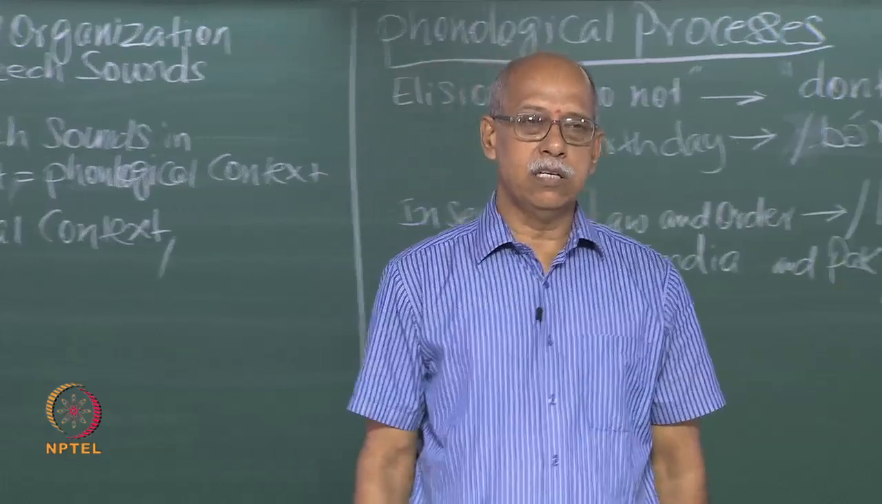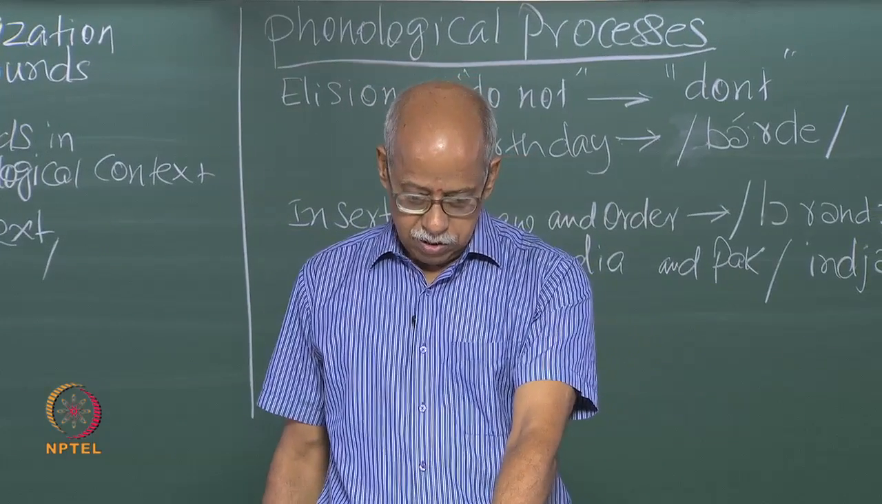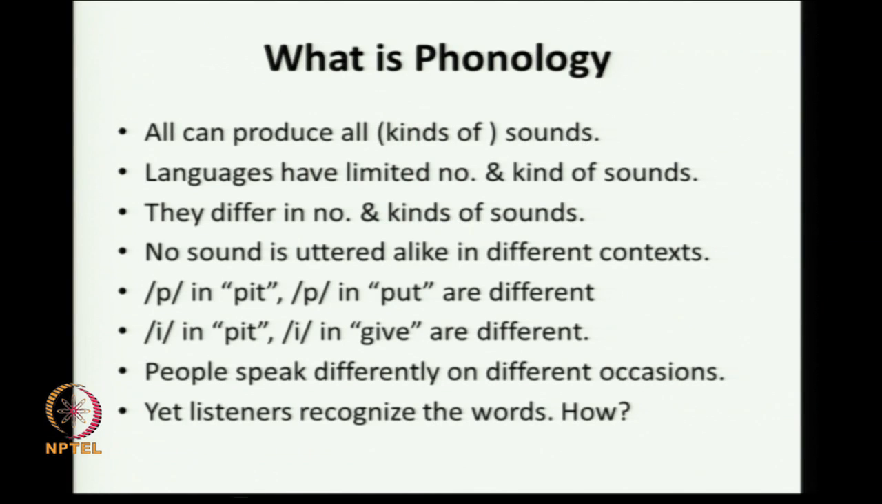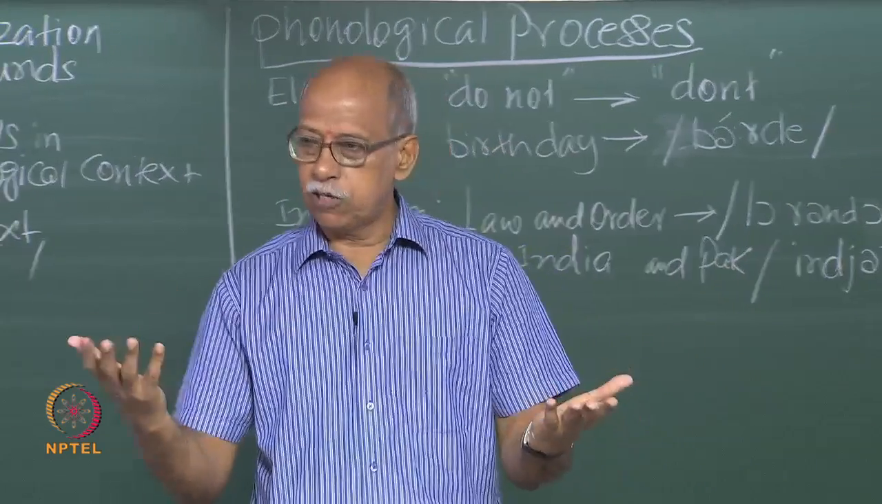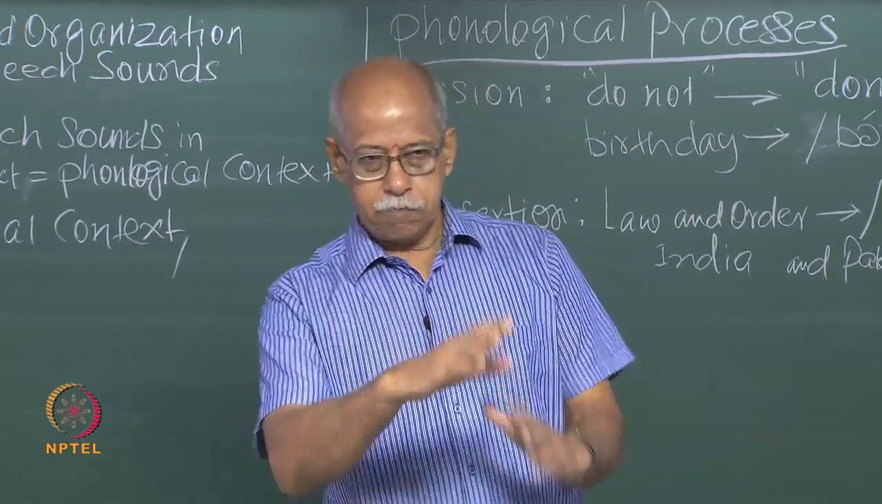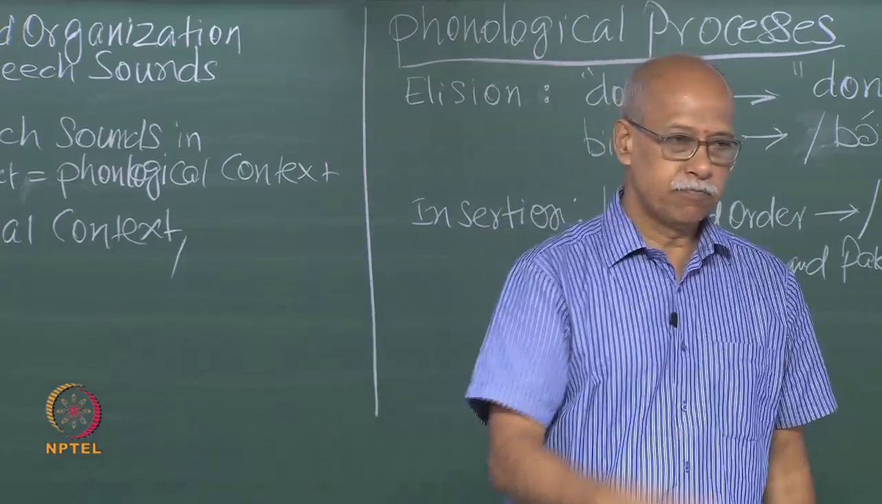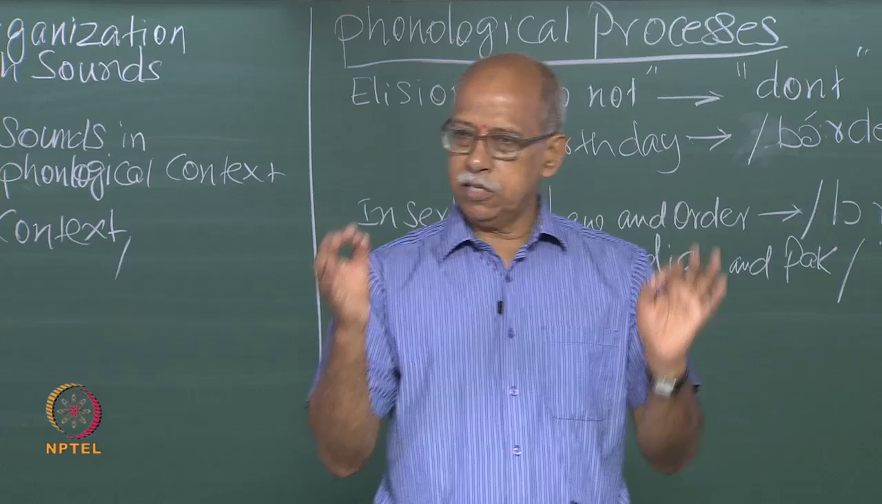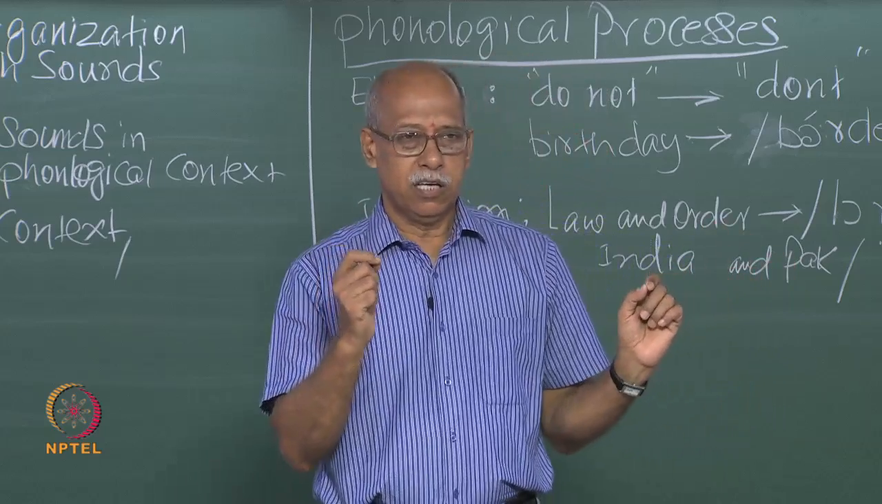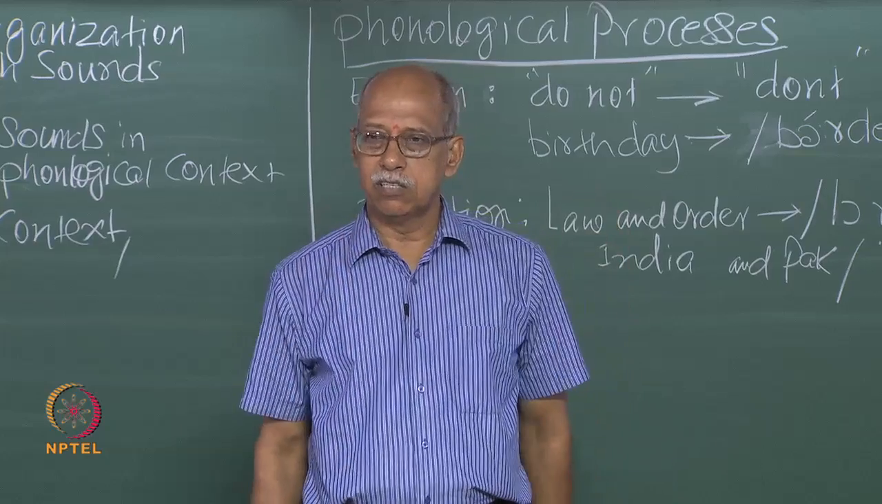Now look at A in both pit and give. Just say pit and say give. Where does it come from? Does it come from the front of the tongue? Say pit and give. Please say it again and again. Pit, give. Pit, give. Do you think A in both instances is produced from the same point?